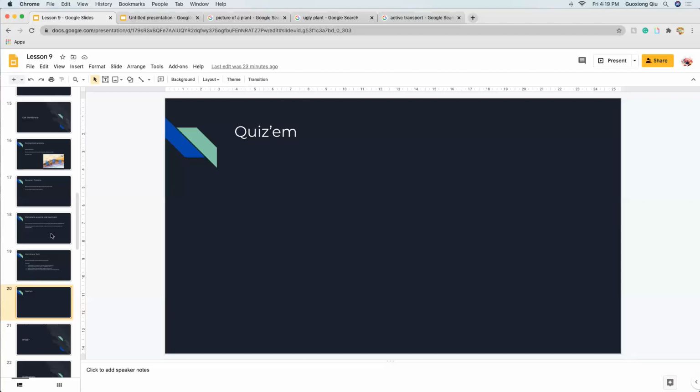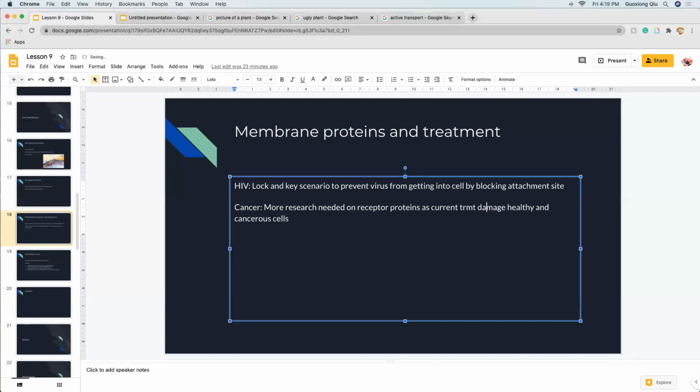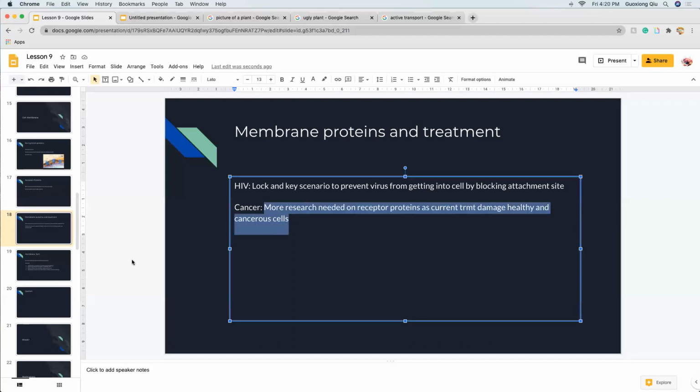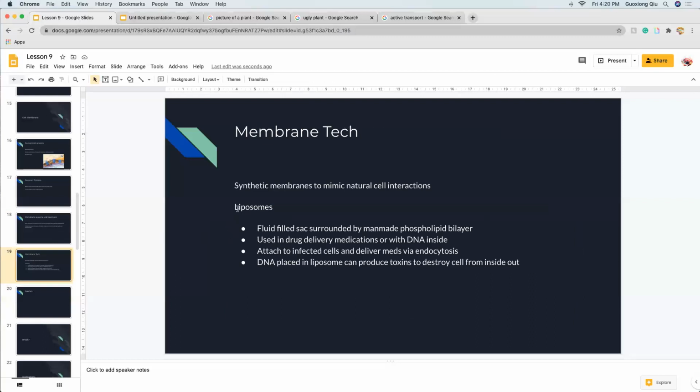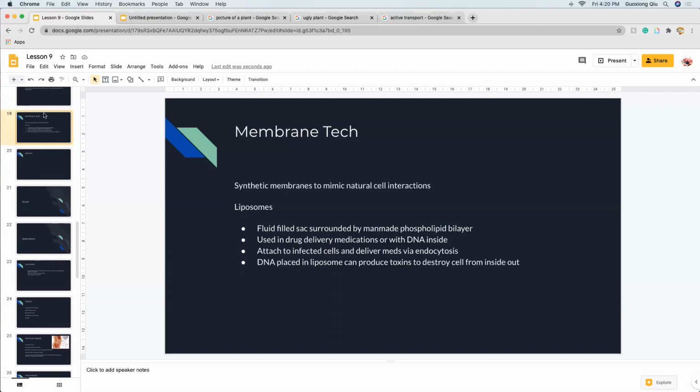Let's go back to the 3 examples. 1, HIV, lock and key scenario, they block the attachment site or the receptor protein that's associated with HIV. 2, cancer. This is honestly awkwardly worded. I have no idea what I'm trying to say here. And then liposomes, which are man-made vesicles that go directly to your cell. Man-made vesicles that contain medicine.